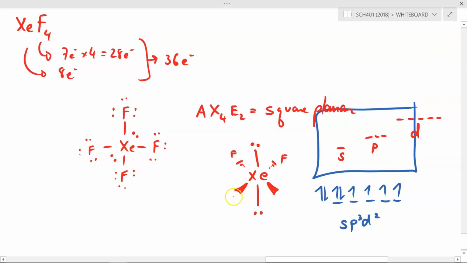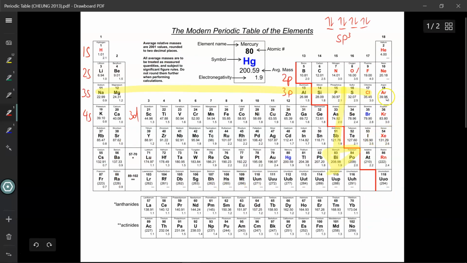Whoops, I seem to have deleted the fluorines here. So fluorine, fluorine, fluorine, and fluorine. So again, hybridization does a pretty good job of explaining, or matching up anyway, with the expanded octet structure. Again, xenon is past period 3, so it does have empty d orbitals with which to fill in and hybridize.